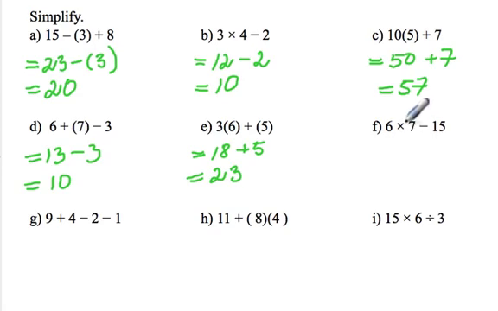Question F. Again, we have to multiply before we subtract. 6 times 7, 42, take away 15 equals 27.